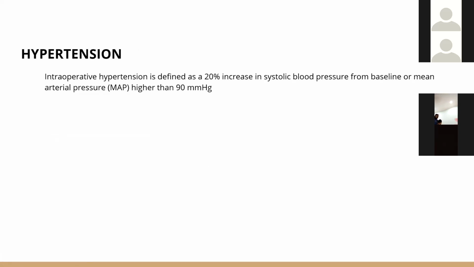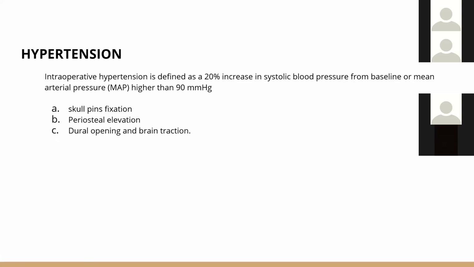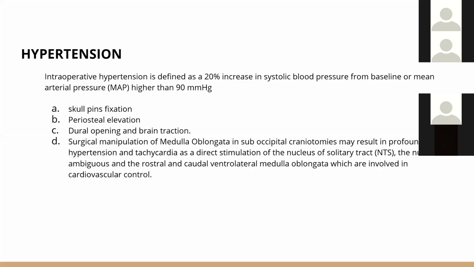Then hypertension. We label it hypertension when there is a 20% increase in systolic pressure from the baseline or MAP higher than 90 mmHg. Intraoperative causes are skull pin fixation, periosteal elevation during surgery, dural opening, brain traction, or surgical manipulation of the medulla oblongata. There are cardiovascular control centers in the medulla oblongata. When surgery is performed near that area, there are chances of blood pressure surges, and then Cushing reflex: hypertension and bradycardia.